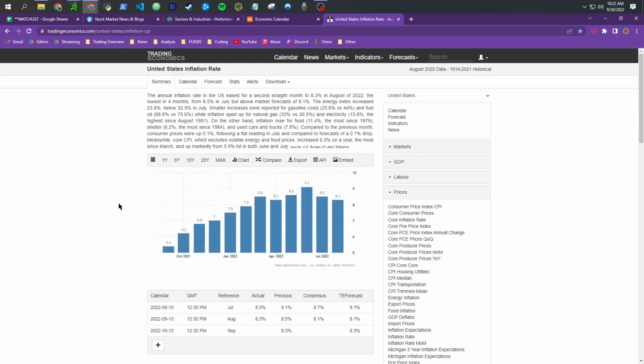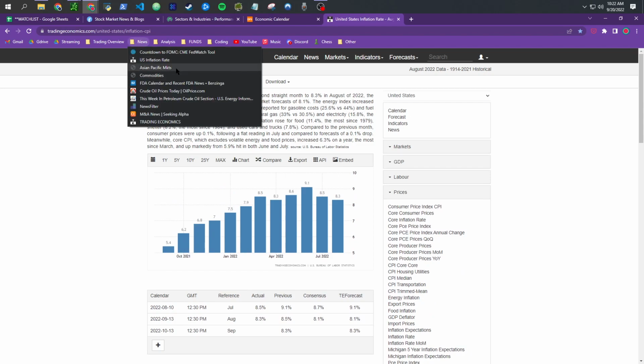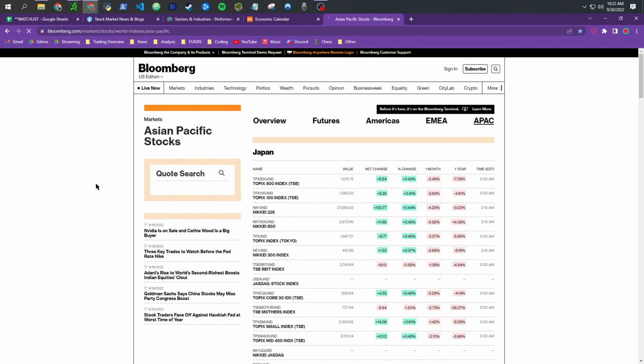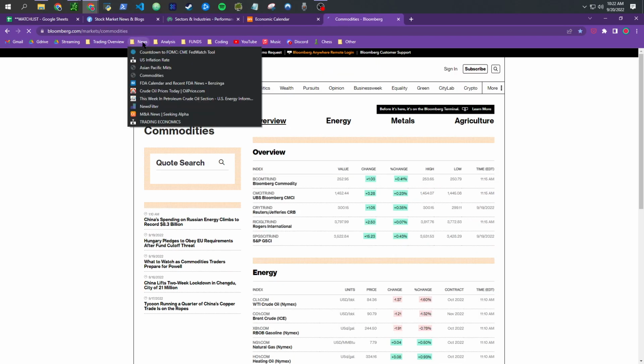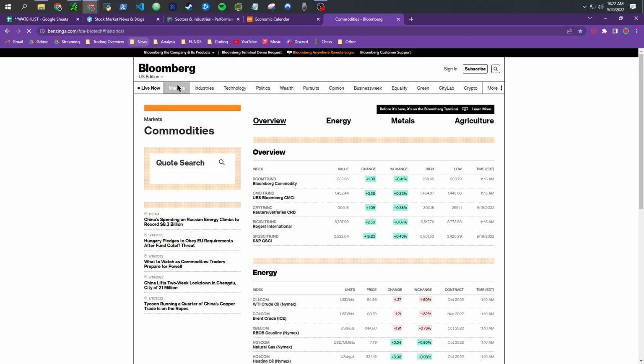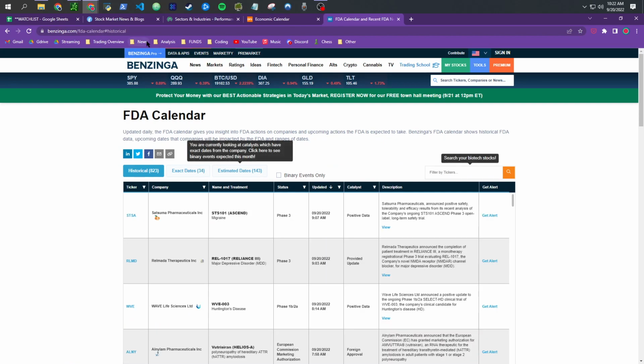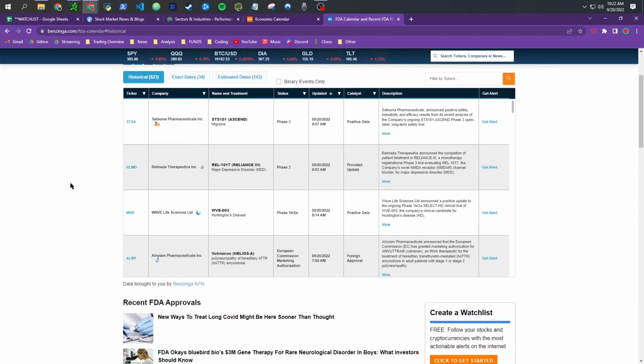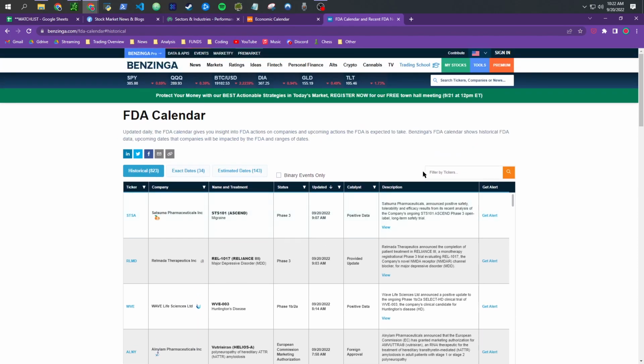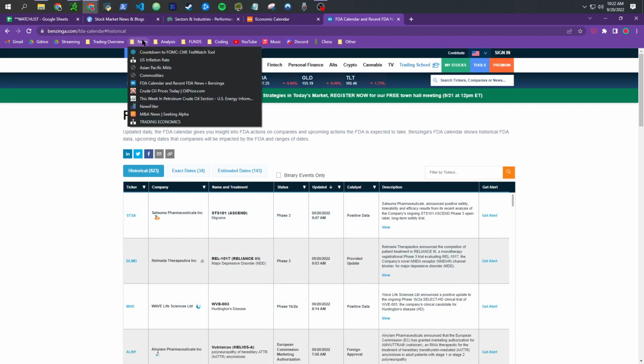Trading Economics, very good website. I get a whole lot of data from this. I just look at Bloomberg, check the markets, APAC, EMEA, look at commodities. A lot of these are just a bunch of other sources, news links, etc. FDA calendar. I don't actively trade pharmaceuticals, but I used to, so that's why this is here. But I don't know, maybe I'll go back into doing that.